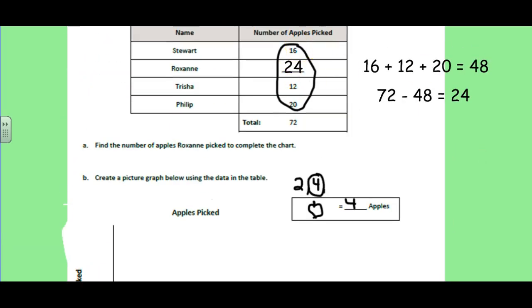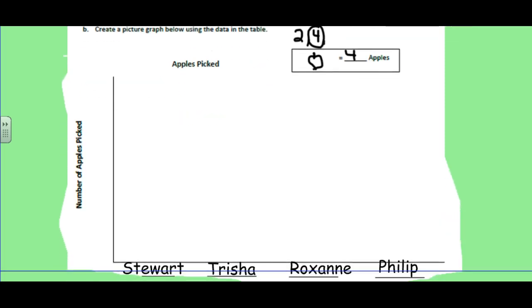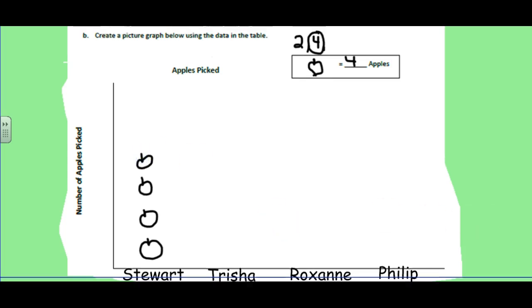So for Stuart, let's start with Stuart. He had 16 apples. I know that whenever I'm skip counting by fours, I go 4, 8, 12, 16. So that tells me that I'm going to have 4 different apples that I'm going to draw for Stuart. So I want you to do that now on your paper. Draw 4 different apples. So that's representing 16 apples that Stuart picked.